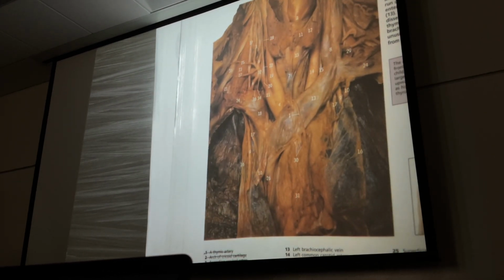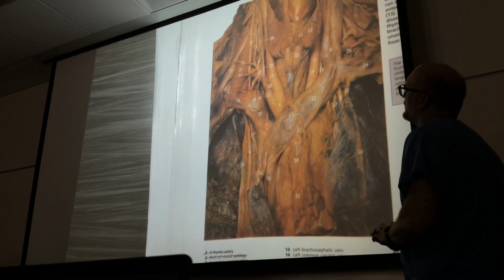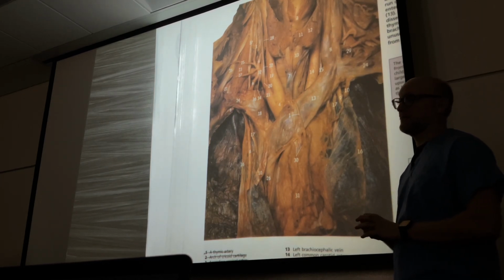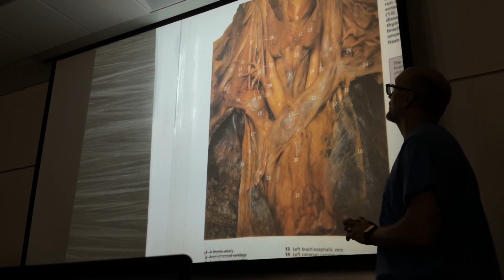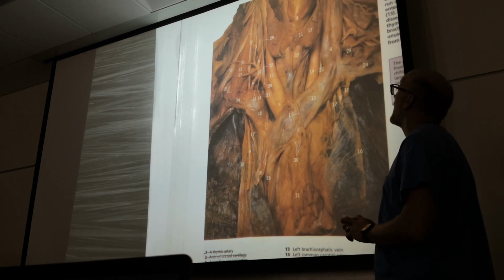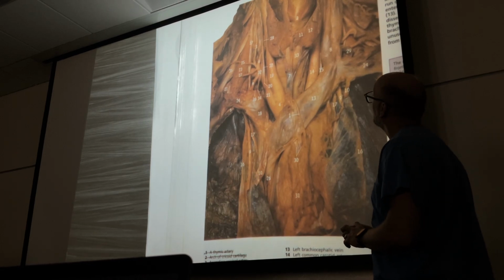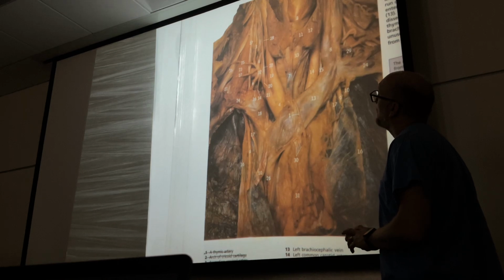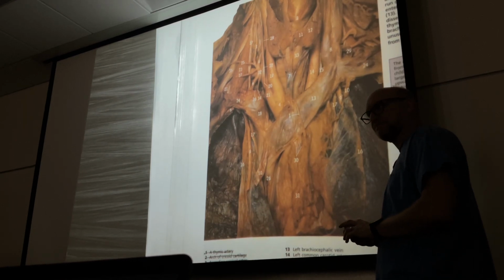What did you say that came off of? The subclavian arteries. Both sides, you'll have a thyrocervical trunk off of both sides. You'll see it better on the right-hand side. But it is what it is.